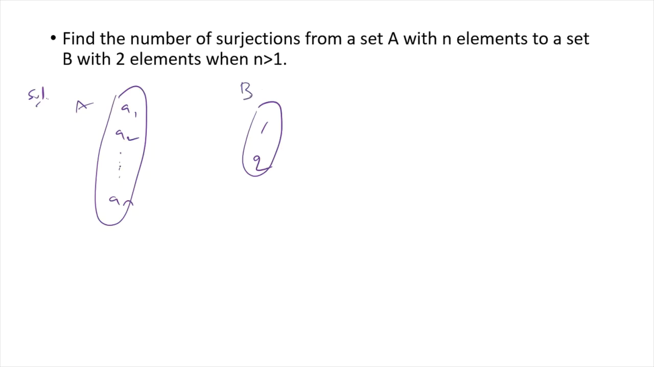The total number of functions from the set A into the set B is 2 raised to n. But we are not interested in the total number of functions. We are interested in only surjections. Surjections means codomain is equal to range. So if you are confused with surjections, let me give some examples so that you can get some clarity.